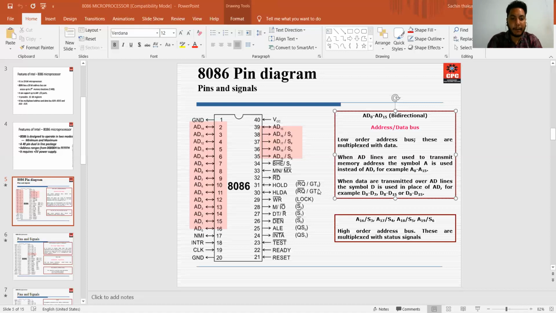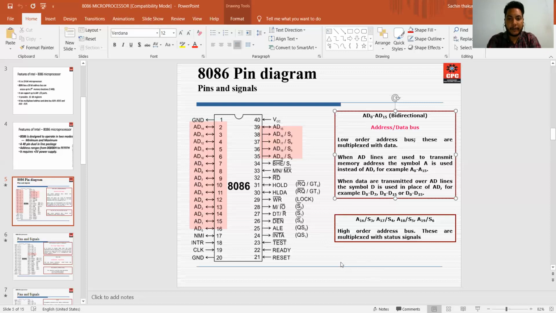The address bits are separated from the status bits using the ALE signal. As I told you earlier, ALE is your address latch enable. The status bit S6 is always a logic 0 bit and S5 indicates the condition of the interrupt flag bit. Okay, this is your address data bus and this is your high order address bus.